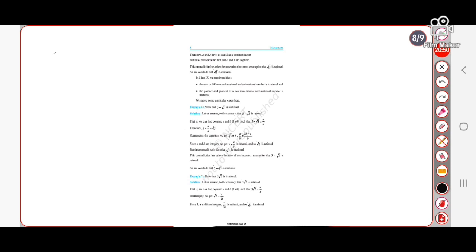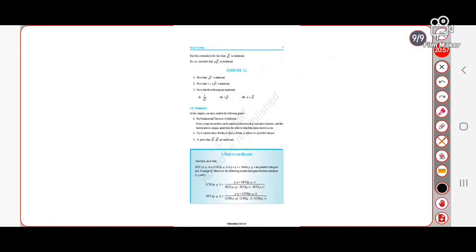Now we'll see the exercise problem that has been given. The first question in exercise 1.2 is: prove that root 5 is irrational. The same steps have to be followed. Assume root 5 is rational.